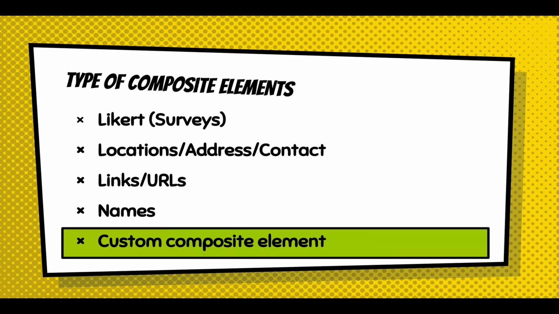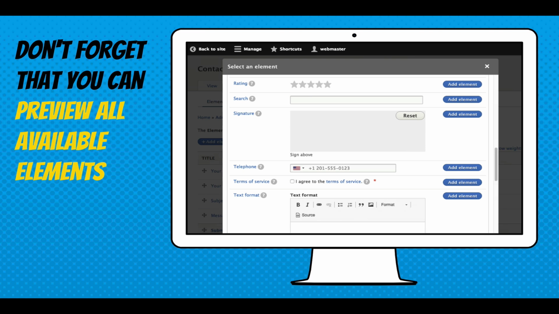The other composites that are available are location information like address, contact. You can do links with URLs. You can have just a name if you're collecting names. I don't know, if you're doing an airline registration form where you need to get the name of the passengers, you can use a name composite. You can also build your own custom composites. We're not going to get into that, but it's good to know that it's available to you.